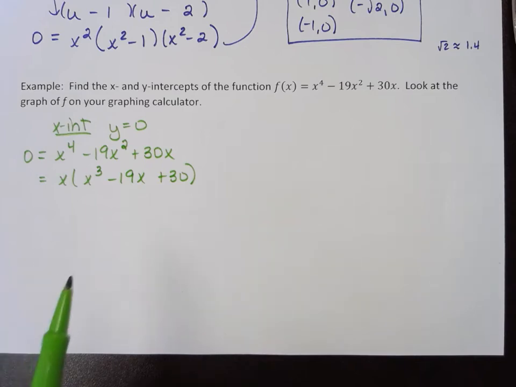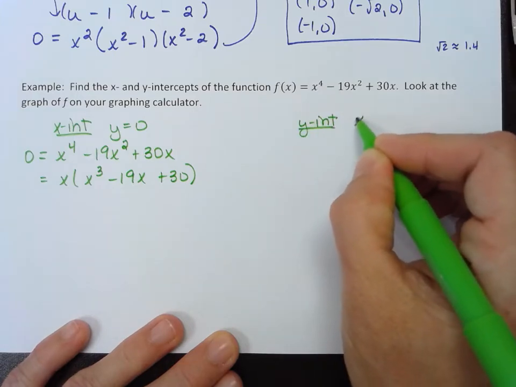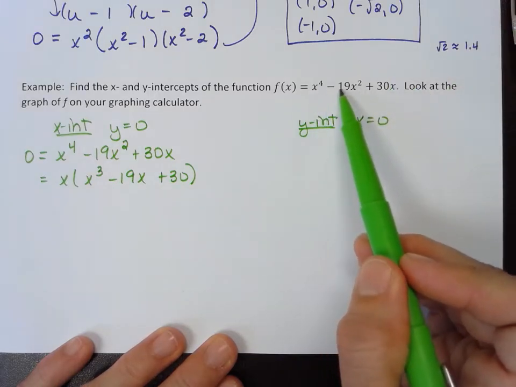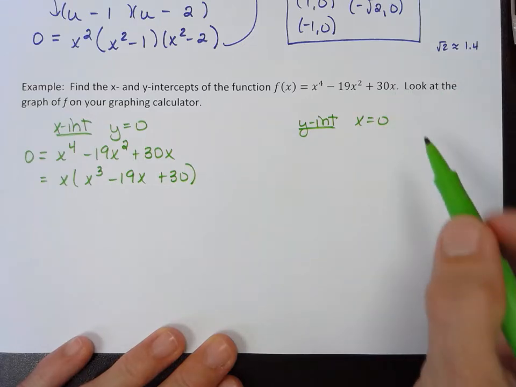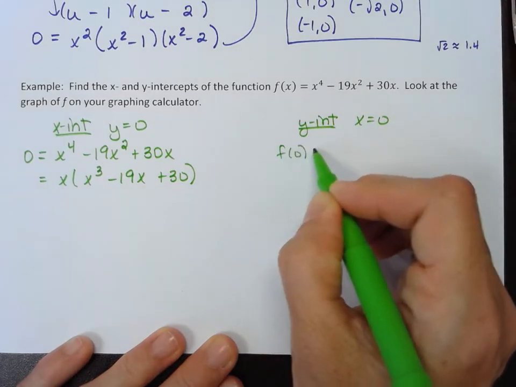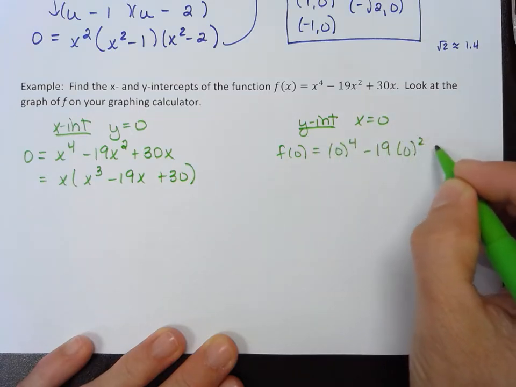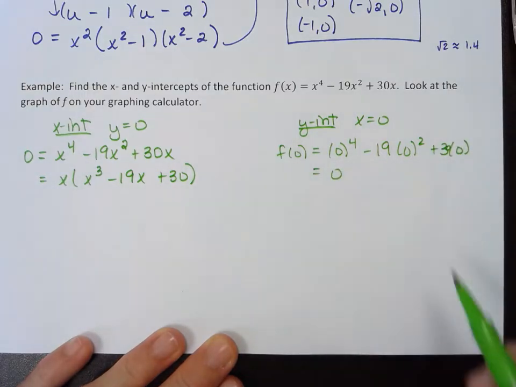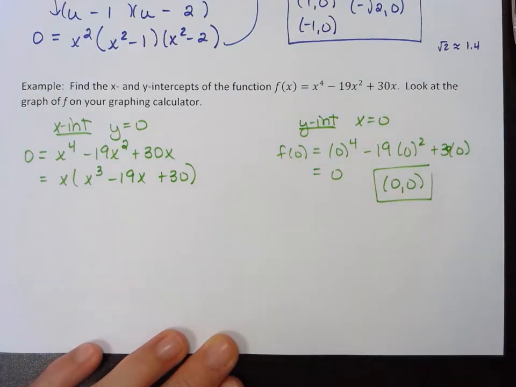So since we don't know how, I'm going to show you how to use your calculator. But before we do that one, how about the y-intercept? This is where you let x equal 0. Look up here. If that's 0, and that's 0, and that's 0, don't you just get 0? So we would have f of 0 is 0 to the 4th minus 19 times 0 squared plus 30 times 0. Well, all of that is just 0. So your y-intercept is the point (0, 0).